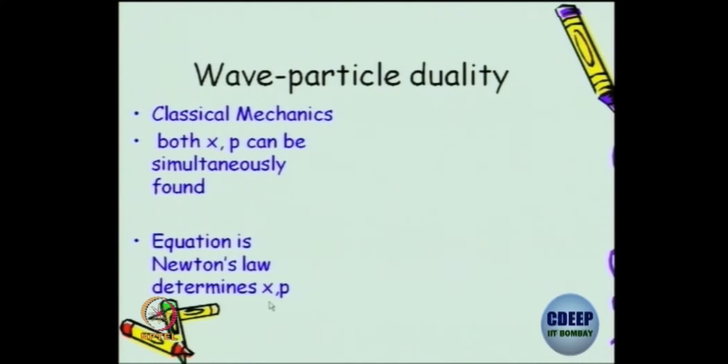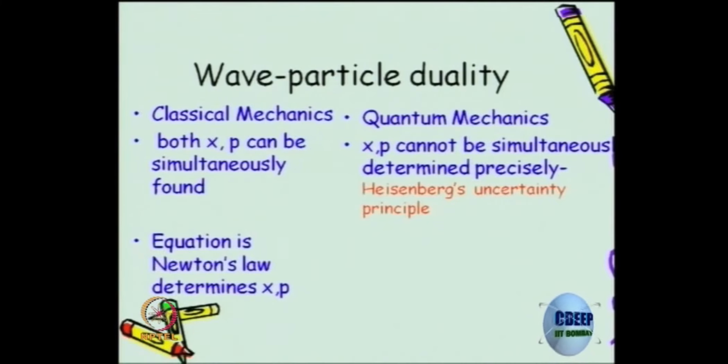You determine x as a function of t. Once you have x as a function of t, d by dt will give you momentum. The situation completely changes once you go into the quantum microscopic world and you want quantum mechanics. You cannot determine x, the one which gives you the position. P, by de Broglie hypothesis, gives you the wave nature. X gives you the particle nature.